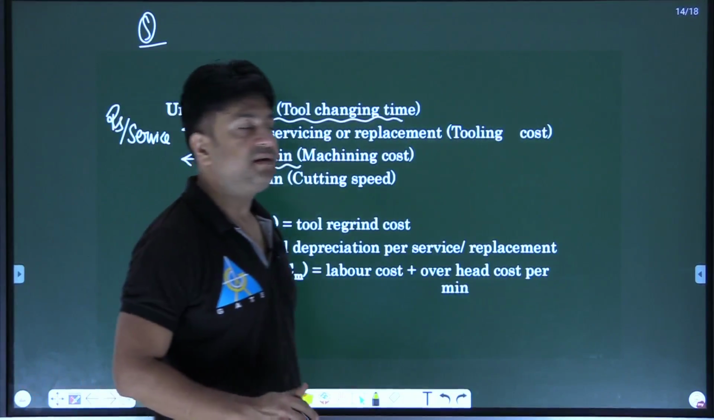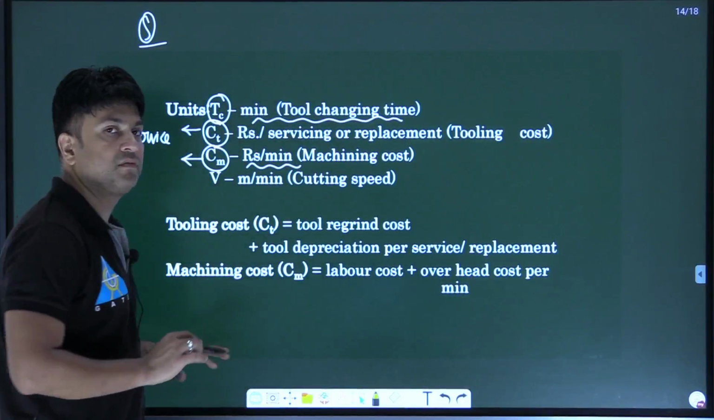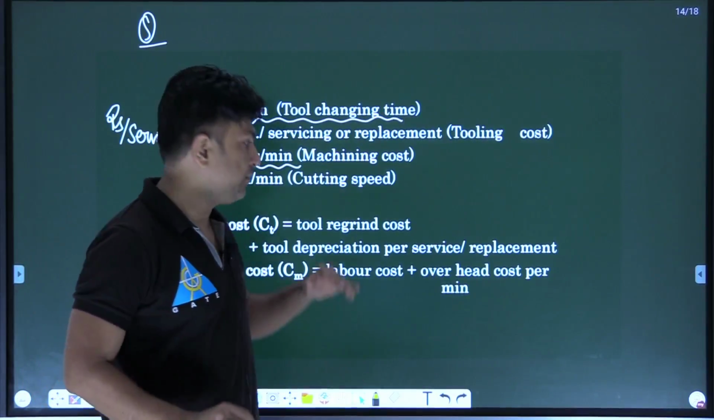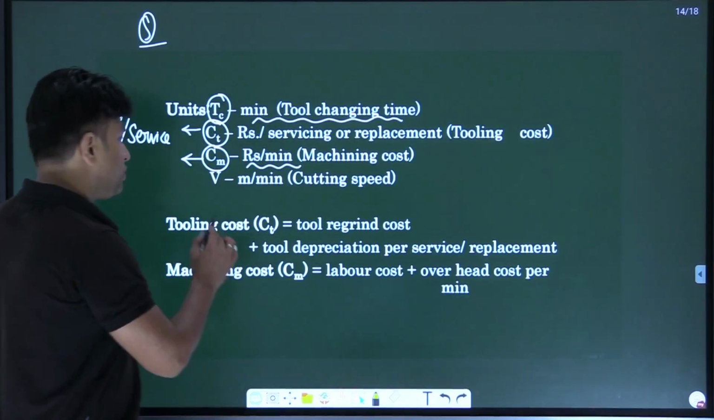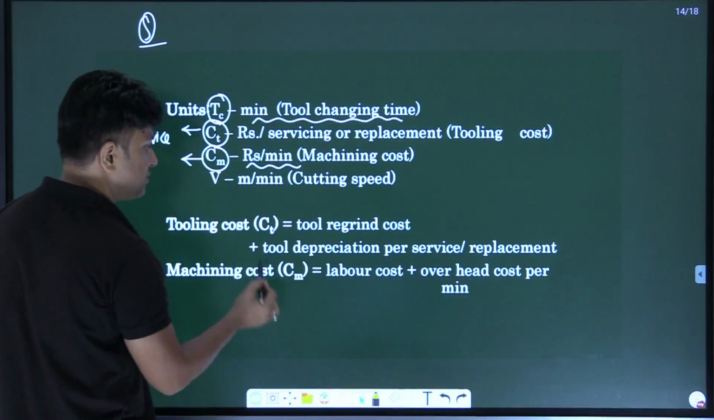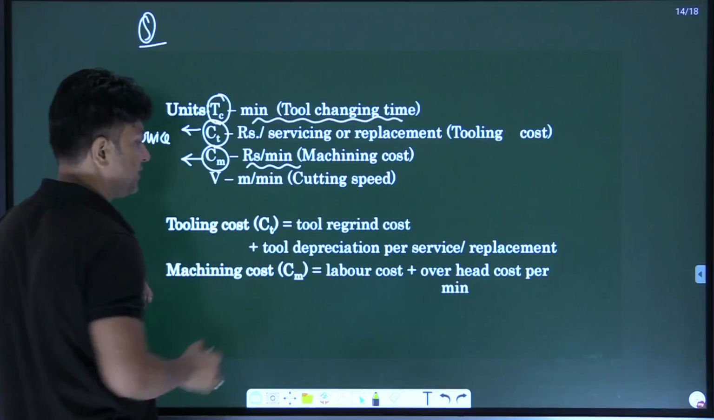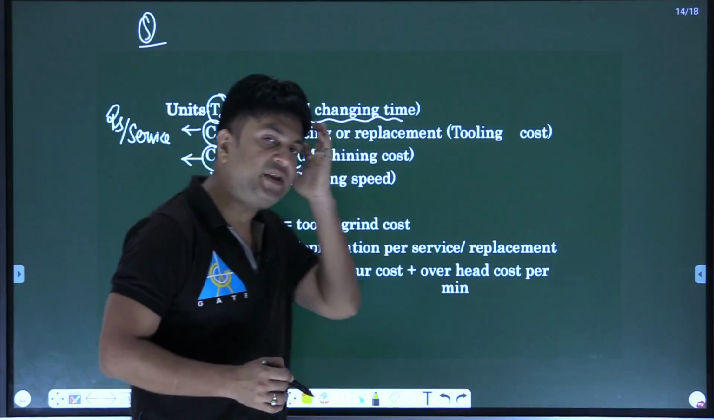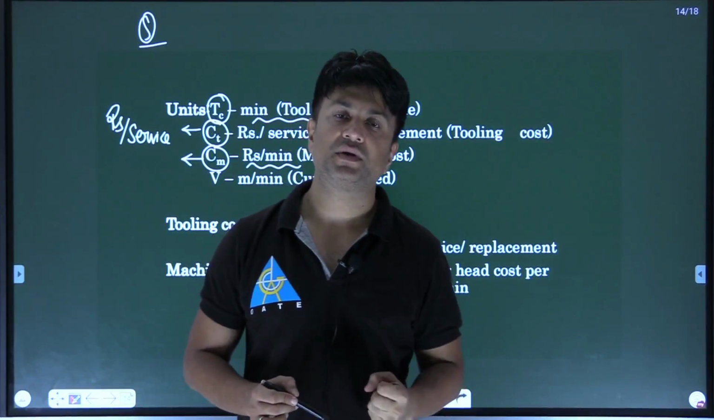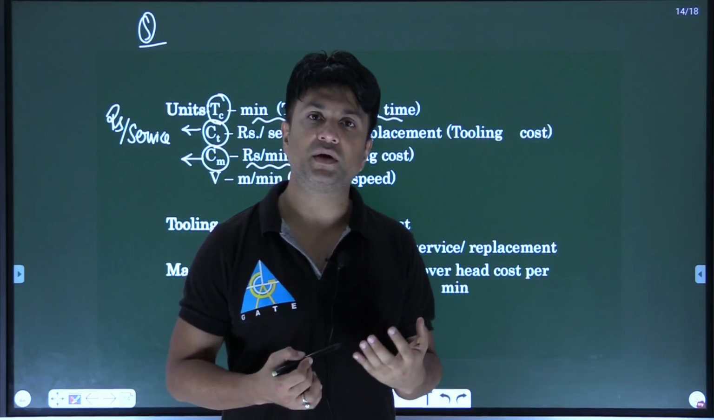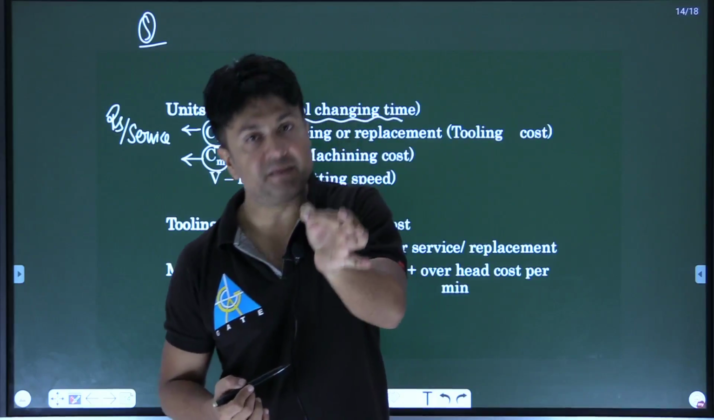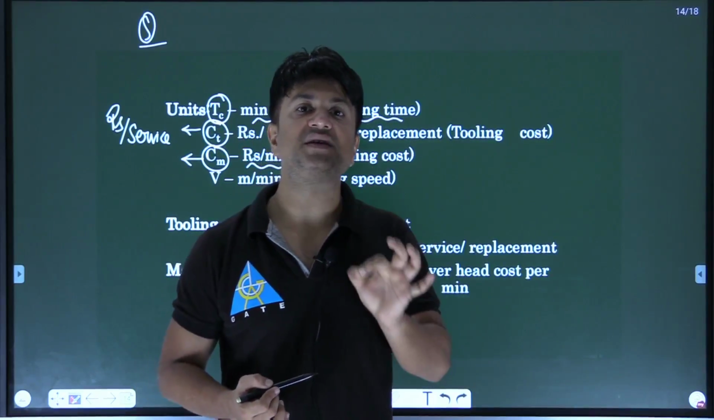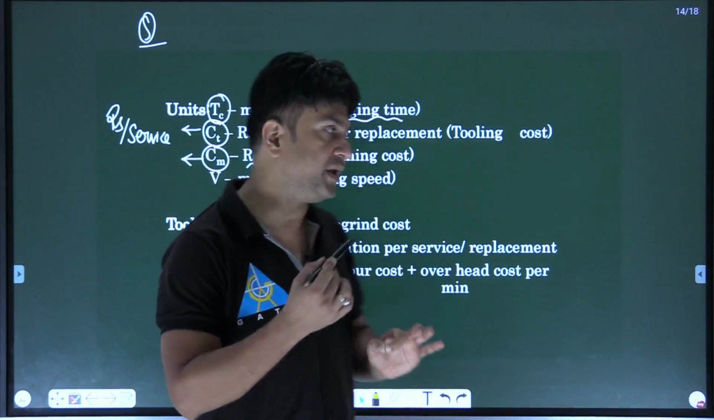I hope you understand. Okay, I will explain through the numerical. I am going to solve a question in which you will understand this expression. Tooling cost is tool regrind cost plus tool depreciation per service. What happened now? When you service the tool, every time the tool becomes older, and every time there will be some cost remaining. That cost we also consider as a tooling cost.